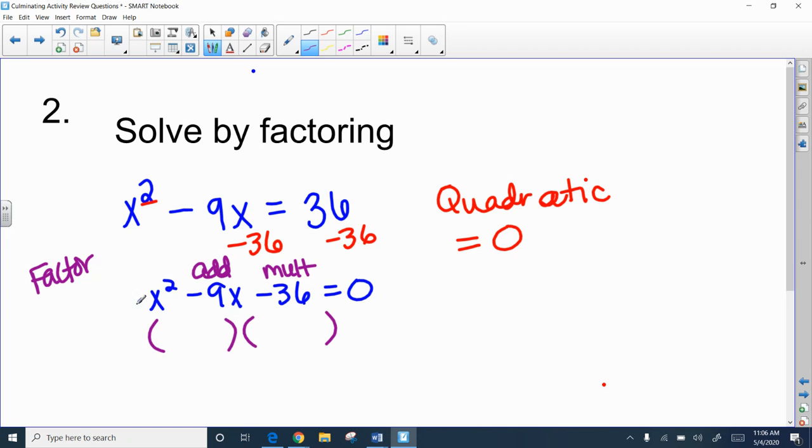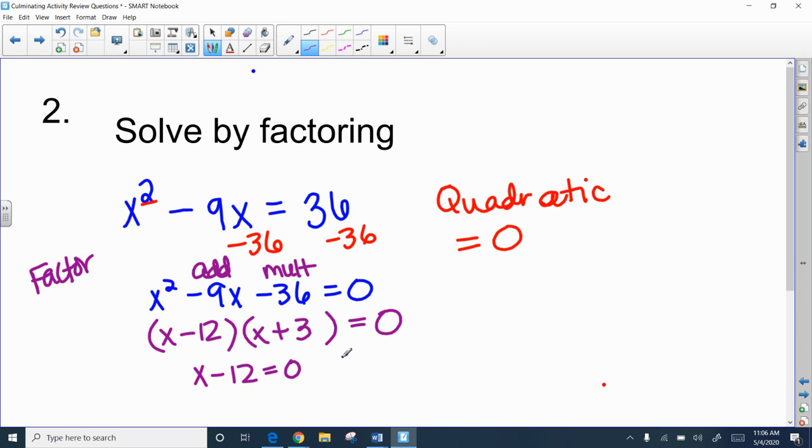Since the leading coefficient is just 1, I know my first terms in my two binomials are just x and x. And the numbers that multiply to be negative 36 and add up to negative 9, I would need a negative 12 and a positive 3. So my factors would be x minus 12 and x plus 3, and that's still equal to 0. Don't forget to actually solve.